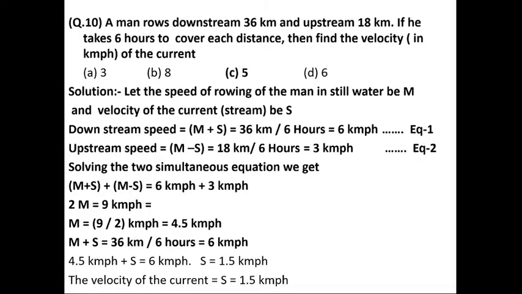Next, a man rows downstream 36 km and upstream 18 km. If it takes 6 hours to cover each distance, then find the velocity in km/h of the current. Look here, man's speed in still water is m and stream speed is s. Upstream it is m minus s, downstream it is m plus s, and then you can calculate. When you go through the solution of all of this, carefully go through all the steps and you'll appreciate and understand the solution part of it.